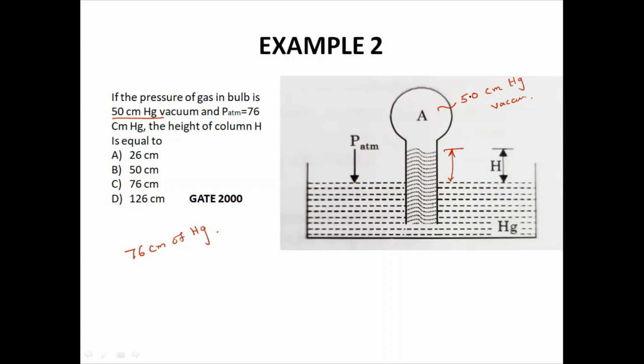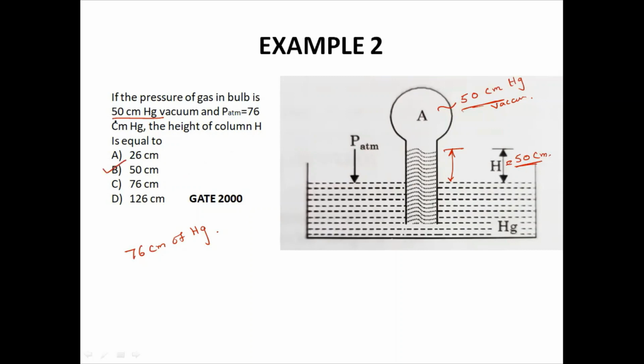If it is actually 50 centimeter of Hg below, then H will be equal to 50 centimeter only, because here the pressure is less than 50 centimeter of Hg. After the mercury reaches 50 centimeter, the pressure on both sides will be equalized. The height of the column is equal to 50 centimeter.